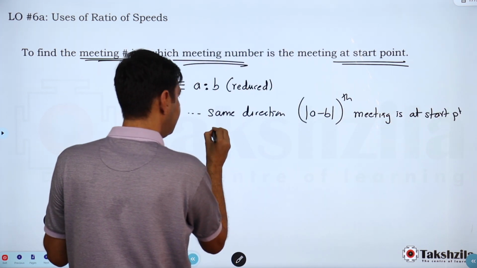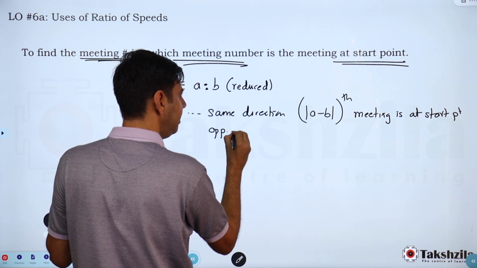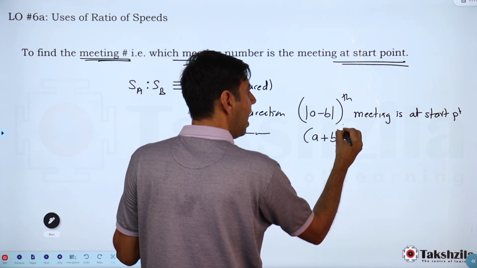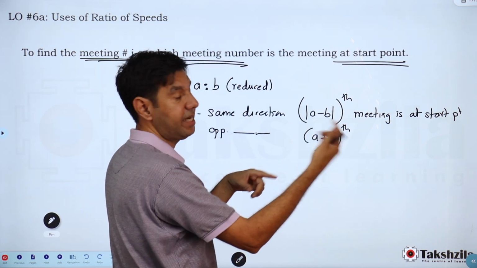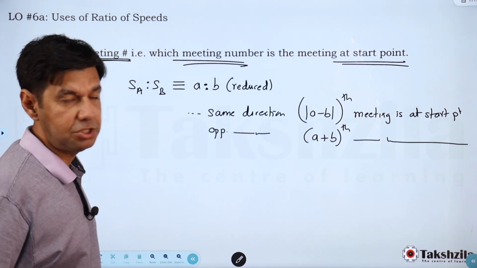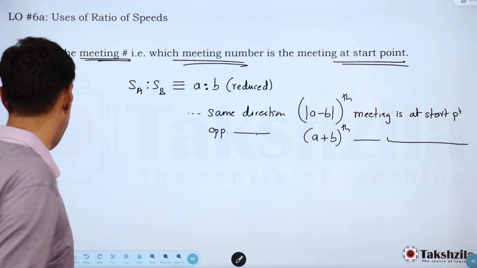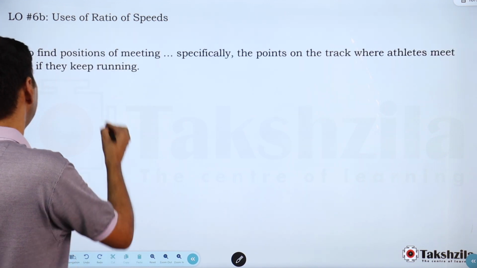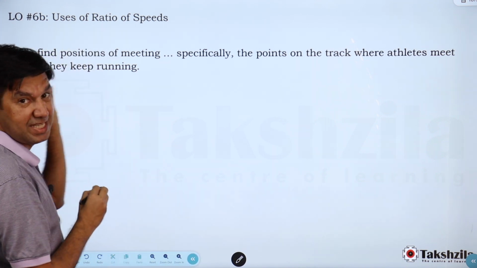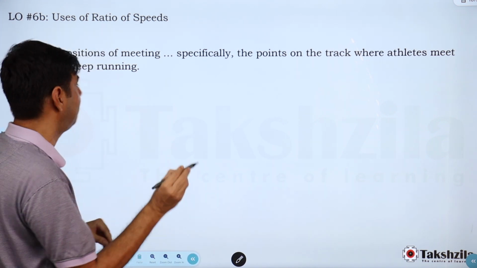Right? And if they are in opposite directions, everything else is the same, we just take the sum. So A plus B, this number of meetings, this many meetings, is at the start point. We have used this also, so this is just a recap, right? And this is a new use of ratios. A misunderstood one, so we need complete attention.